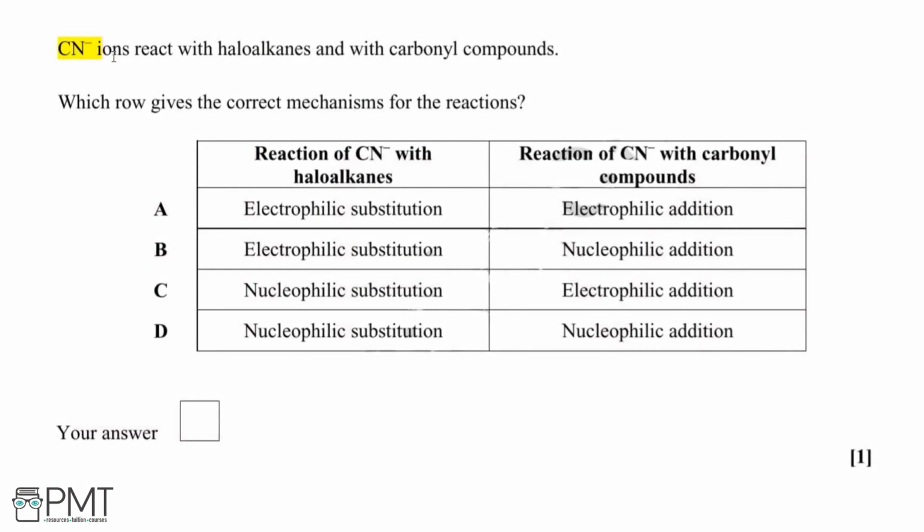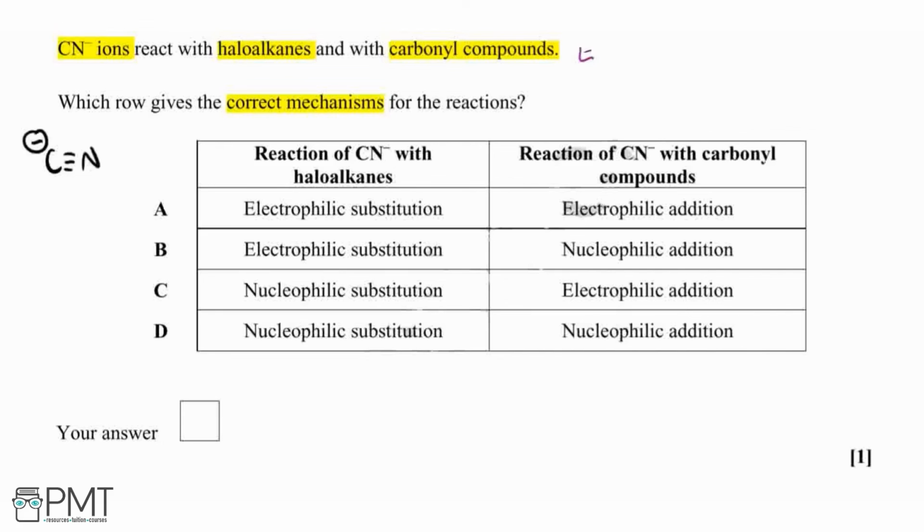We are told that cyanide ions react with haloalkanes and with carbonyl compounds. And we need to identify which row in the table is going to give us the correct mechanisms for the reactions. So first, we need to identify whether our cyanide ion is acting as an electrophile or as a nucleophile.